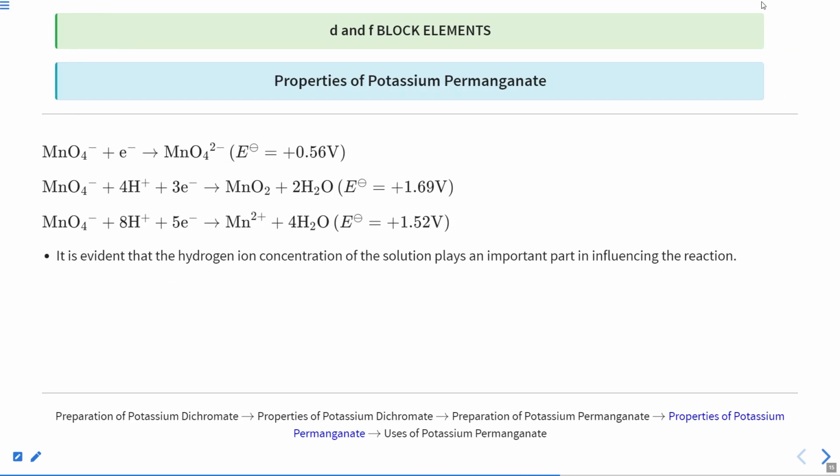Now we can change the pH and change the MnO4 minus to various species. In the first one, we are changing permanganate to manganate, so reducing it. If you increase the pH, then you will get MnO2, manganese dioxide, and if you further increase the pH, then you will get Mn2 plus. Clear? And this is the potential for that reduction.